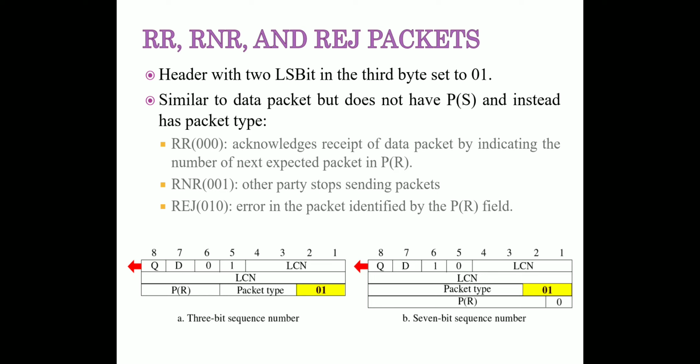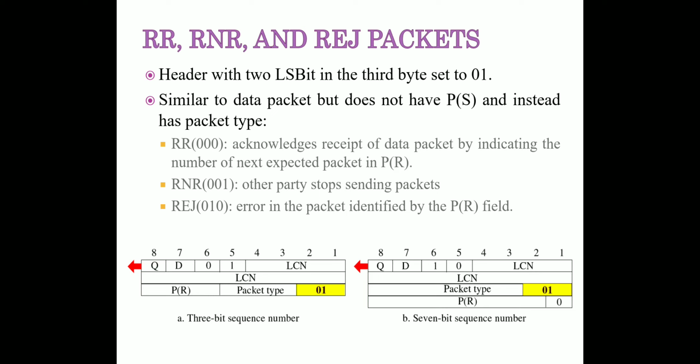Next are the control packets, the special control packets: the RR, the RNR, and the REJ packet. Now, how do we identify this packet? The first thing is, the 2 LSBs of the third byte are set to 0, 1. They are highlighted in yellow. If it is 0, 1, we know that this is either a RR, RNR, or a reject packet.